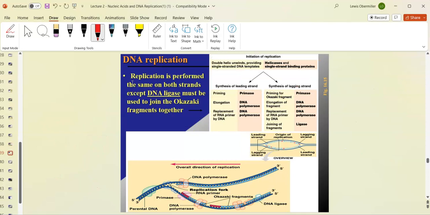Okay, so to summarize, replication is performed on both strands at the same time. One is continuous replication, right? In this case, we're looking at the left fork. So the left fork, the upper strand is continuous, the lower strand is discontinuous. And so the priming is done by primase on both the leading strand, the upper strand in this case, and the lagging strand, the lower strand in this case. Elongation is done by DNA polymerase 3.